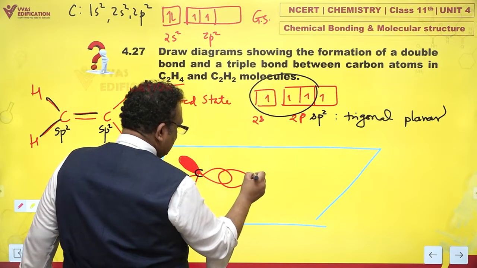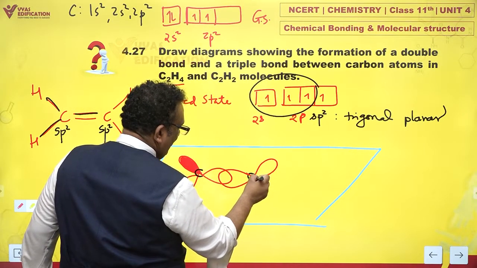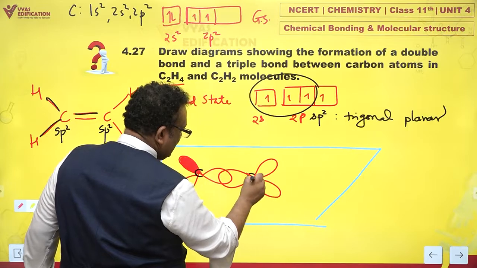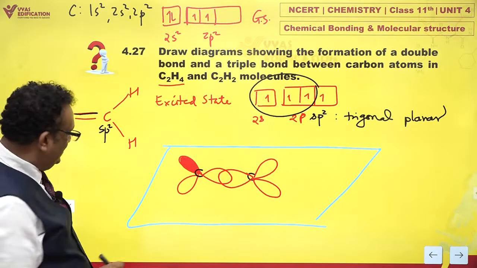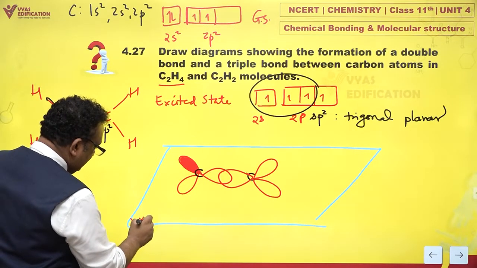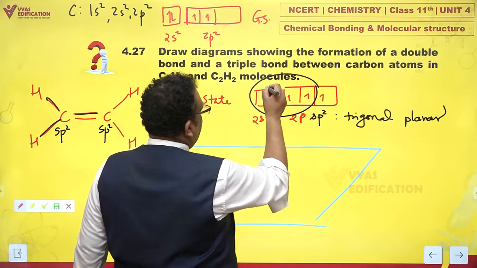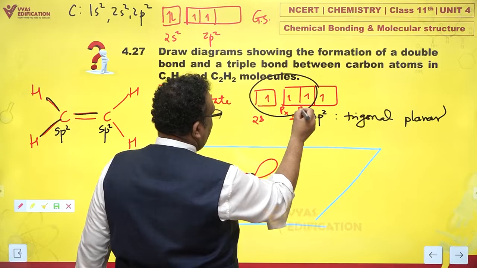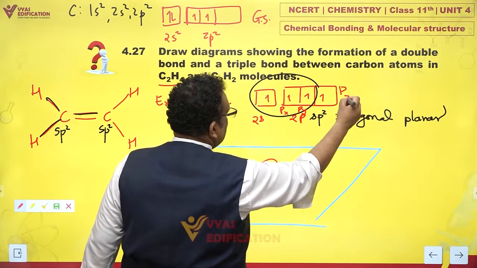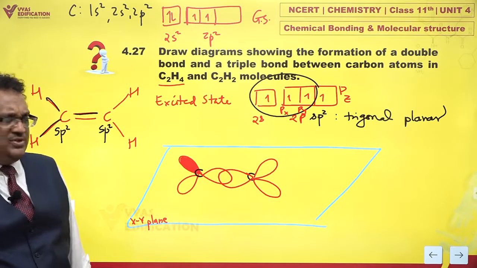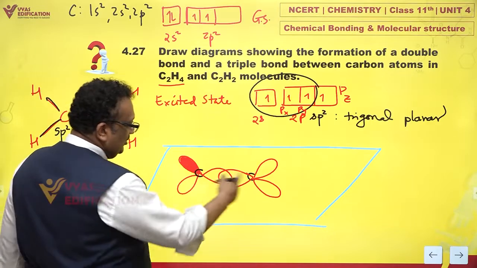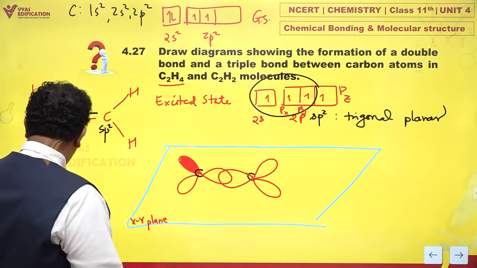What happens? It overlaps. Like this, like this. And this is xy plane. So we have S, Px and Py. Pz has been left out. We will see what happens to that. This is how they have mixed. Are you okay with this?